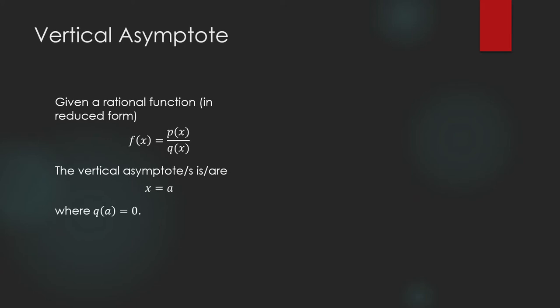How about the vertical asymptote? So the vertical asymptotes are x is equal to a when q of a is equal to 0. So this is a rational function that is in reduced form. When your rational function is already in reduced form, to find the vertical asymptote, you pay attention to the function in the denominator. When is it equal to 0?